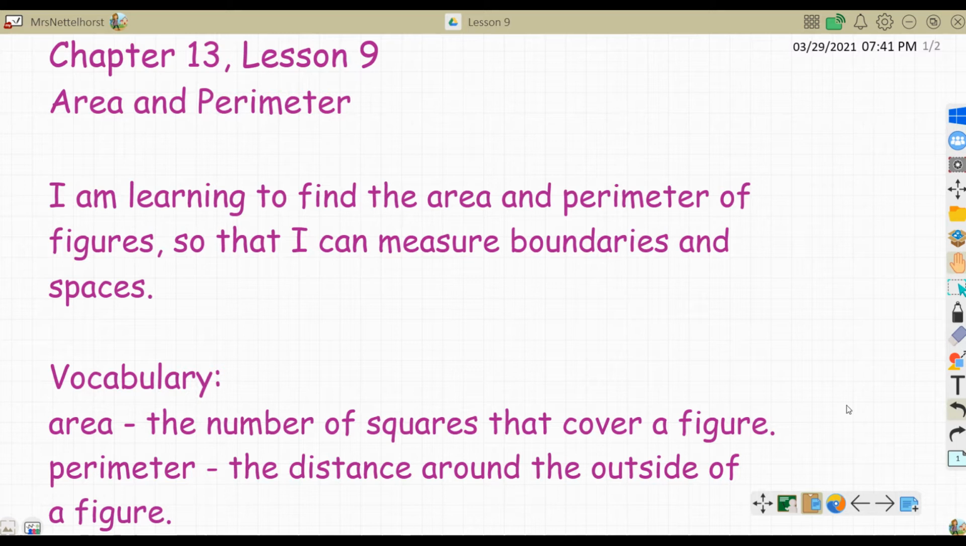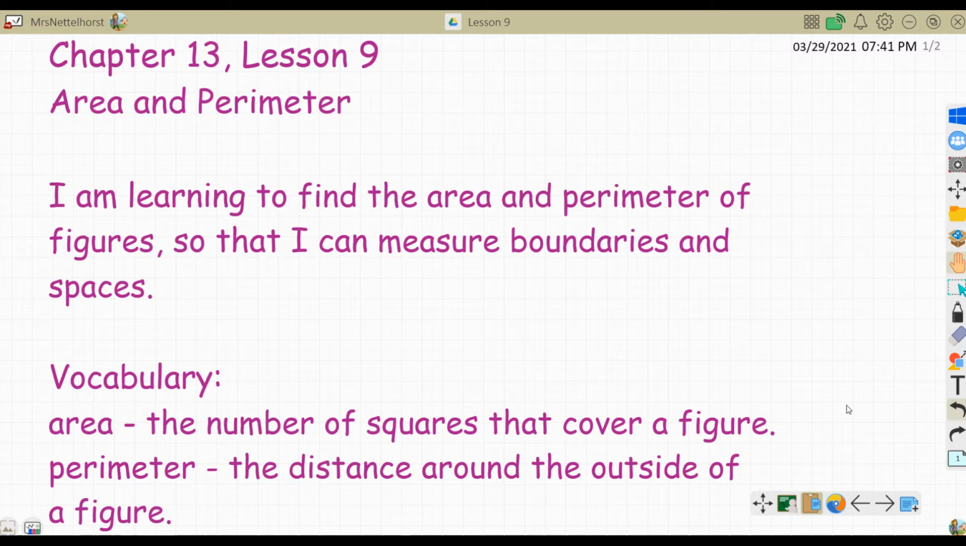Our learning intention is: I'm learning to find the area and perimeter of figures so that I can measure boundaries and spaces. This will be important if you are ever building something like a birdhouse, a tree house, a patio, a deck, anything like that. It can be a small project or a really large project. We learned about George Washington. He was a surveyor and he had to measure boundaries of things, so he would have been really good at perimeter and area.